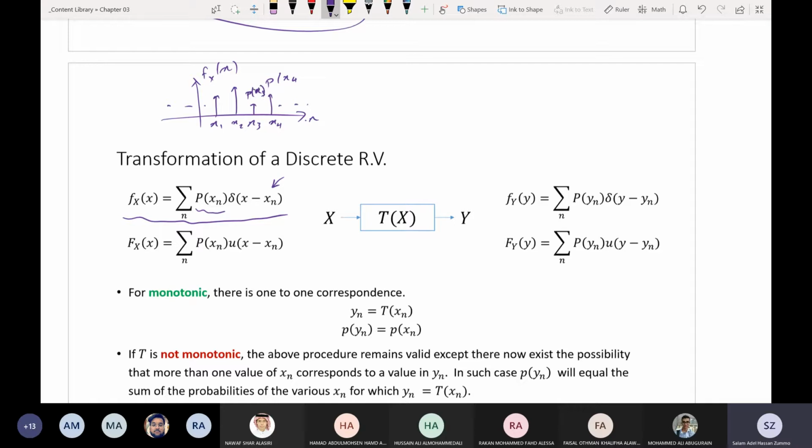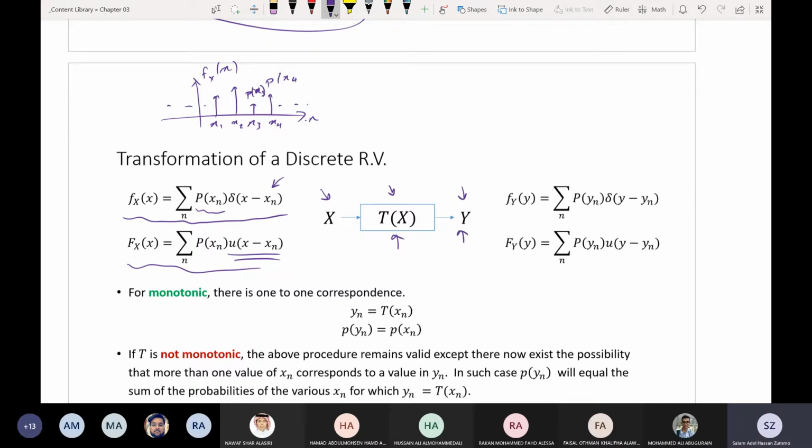And the same thing for the CDF, except that we have u functions, which are the step function. So if I have x(t) that goes through the transformation T of X to get me y(t). X is a random variable, I'm sorry. The transformation is T of X, and I get the output Y. I'm interested in finding the PDF of Y.